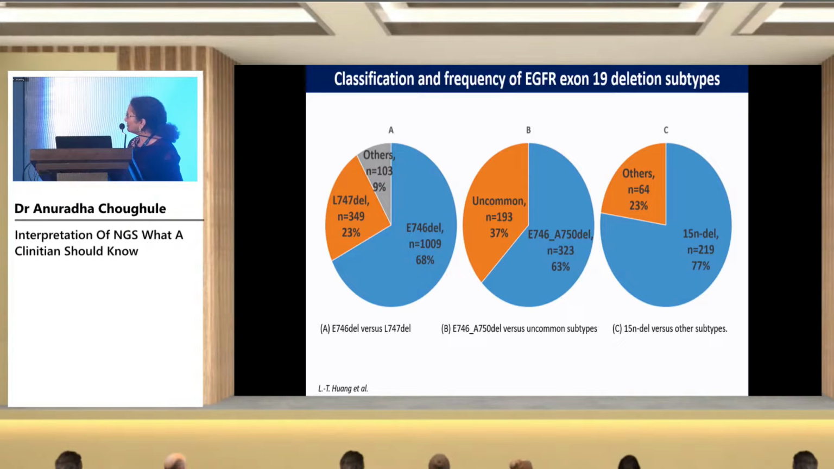The same thing, this is another data set where they looked at a population of 349, where you get to see around 23% rare mutations. Again, in another data set, they have not only the common mutations of E746 to A750 deletion, but you also get to see the 15 N deletion as well.